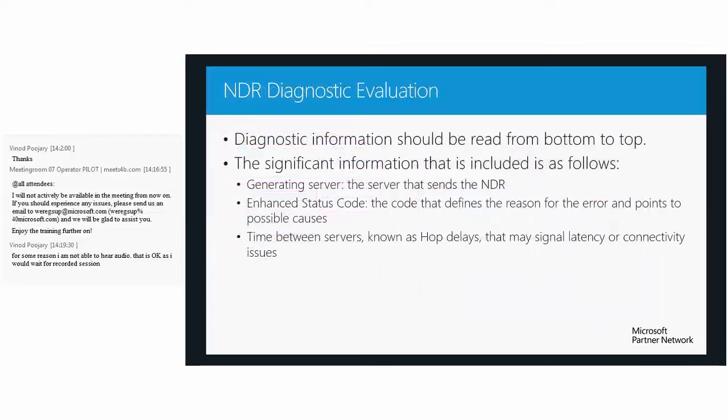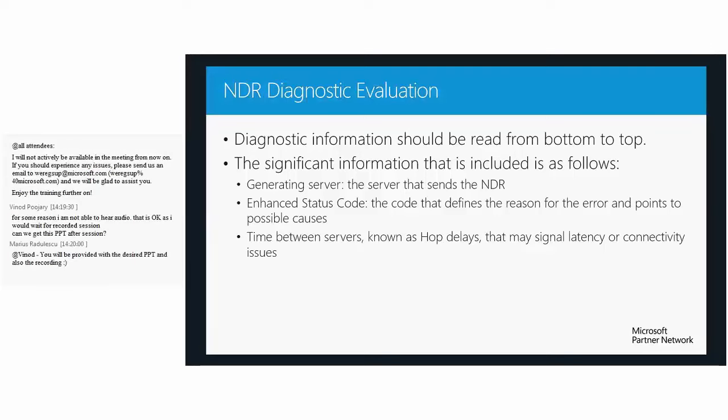Like I said, it's important to read them from the bottom up. The status codes that we have seen are very important, and we also have a list of the status codes. You can also see the time that has elapsed from when the email was sent to when it arrived at its destination. So you can see how many hops it had and how much time it took for that email to arrive from one point to the other.